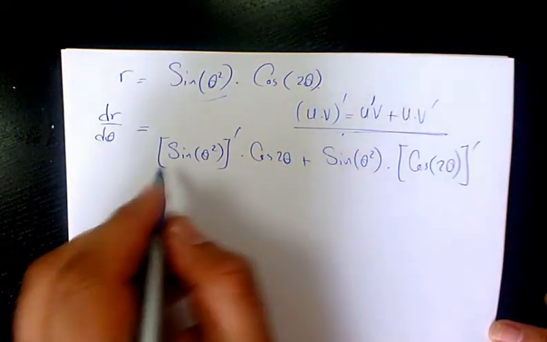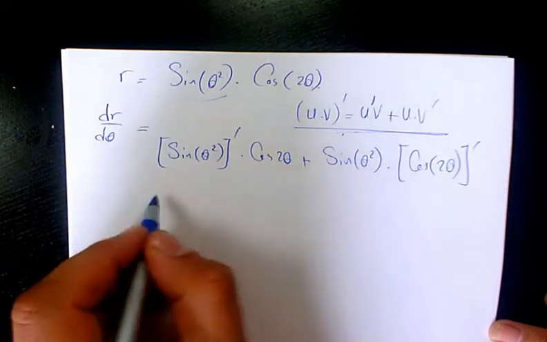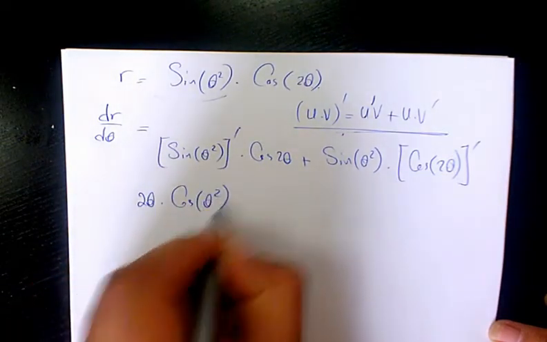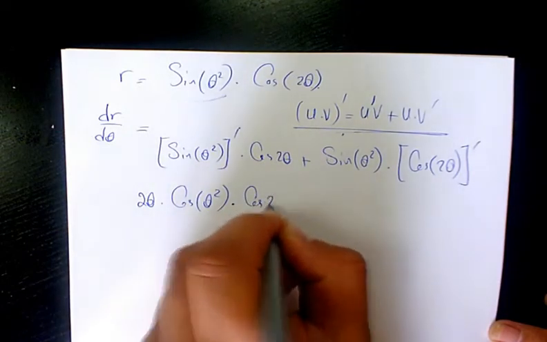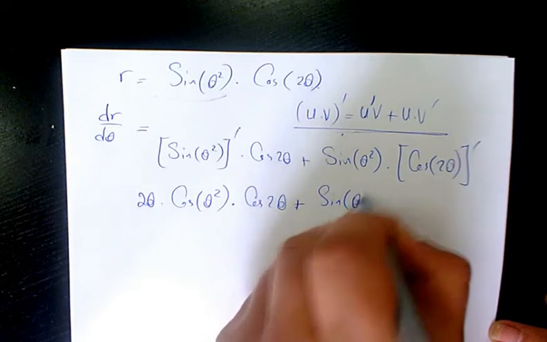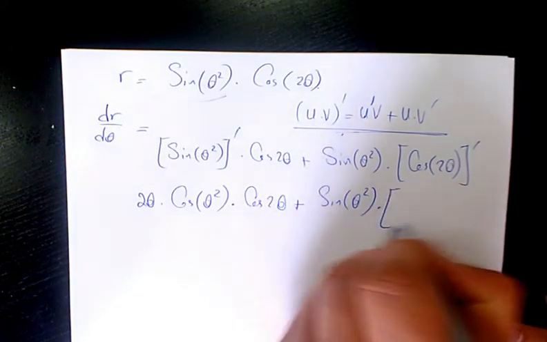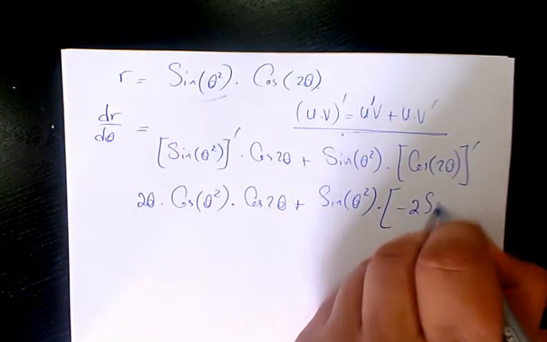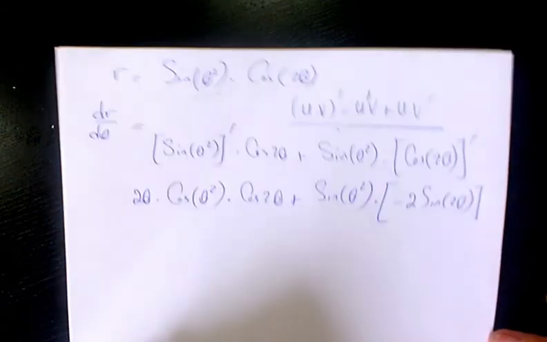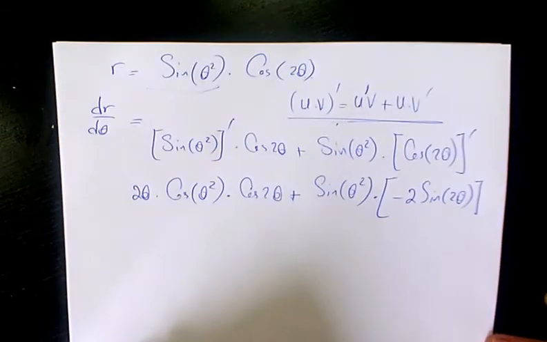So that's going to be 2 theta times cosine theta squared times cosine 2 theta plus sine theta squared times negative 2 sine 2 theta. That's going to be the product rule.